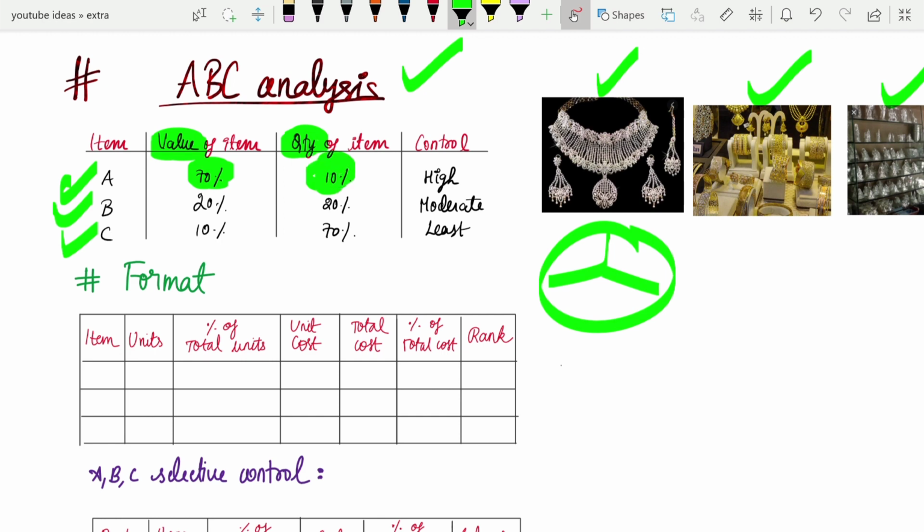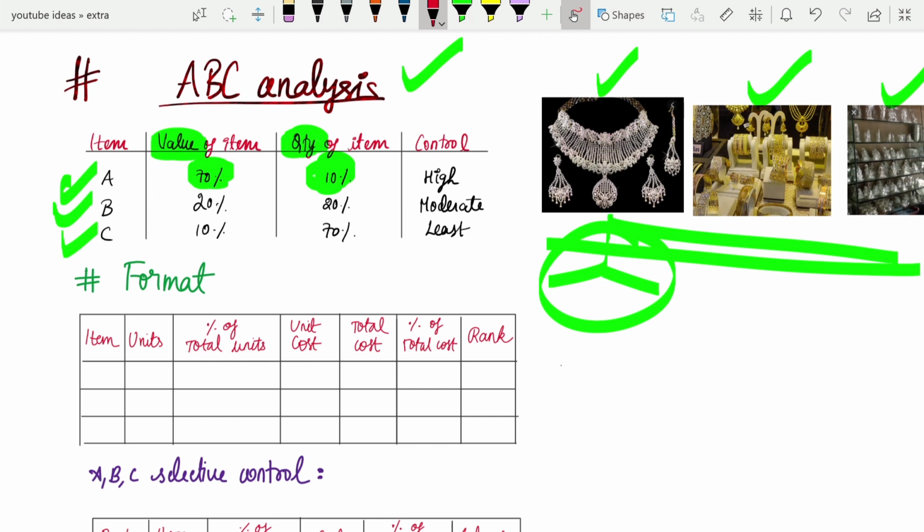Now the same example you can take in a jewelry shop. If there is diamond jewelry, gold jewelry and silver jewelry, whose value will be the highest? Diamond jewelry's value will be the highest. Whereas in terms of quantity, in a jewelry shop there will be a lot of silver, or moderate gold can also be there, but the diamond jewelry will be very less if you go to a normal jewelry shop. So diamond jewelry can be named as item A.